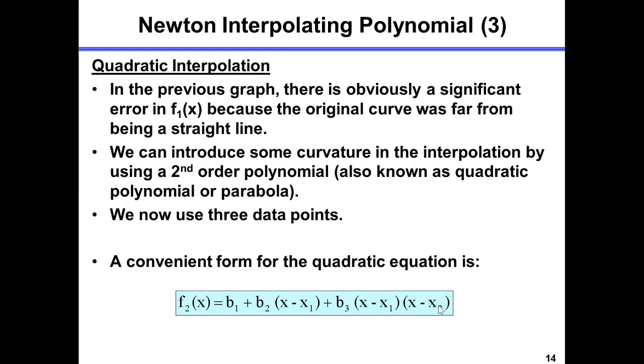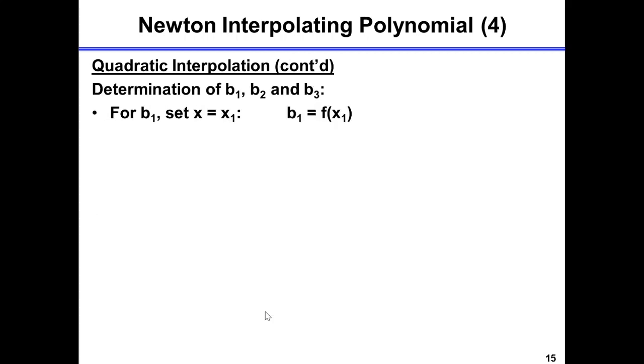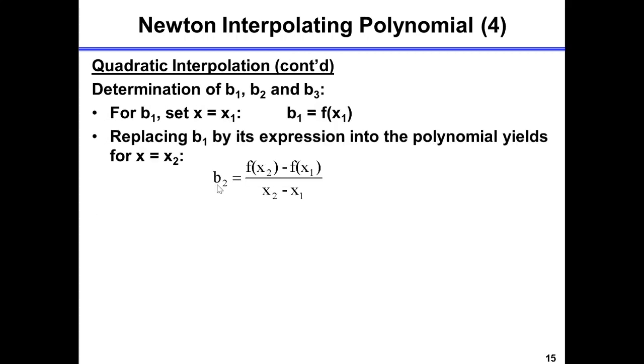x, we are going to put x2. So if you put x2 instead of x, what's going to happen? It's going to be f of x1 plus b2 times (x2 minus x1) plus b3 times (x2 minus x1) times (x2 minus x2). So this one goes away, and we can find out b2. So look here, we would have b2 equal to f of x2 minus f of x1 over x2 minus x1. And when you look at it, it's very similar, right? We had something similar to this before.